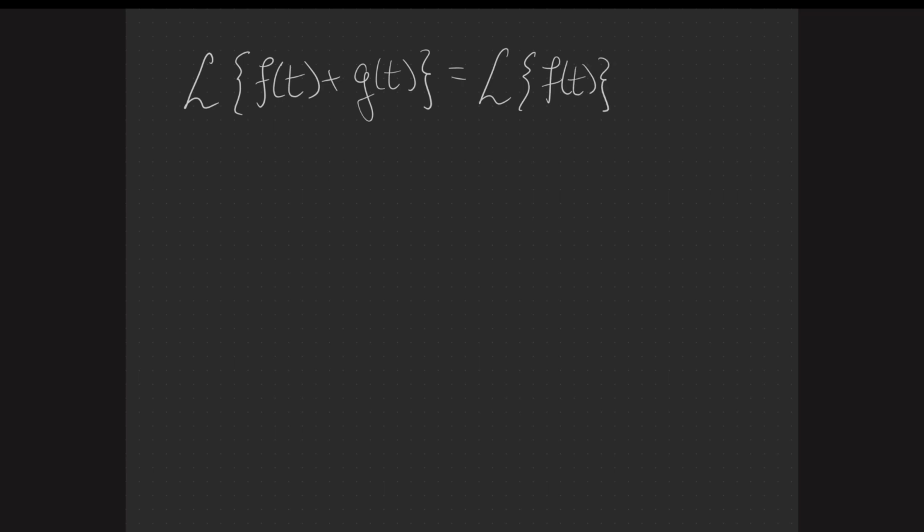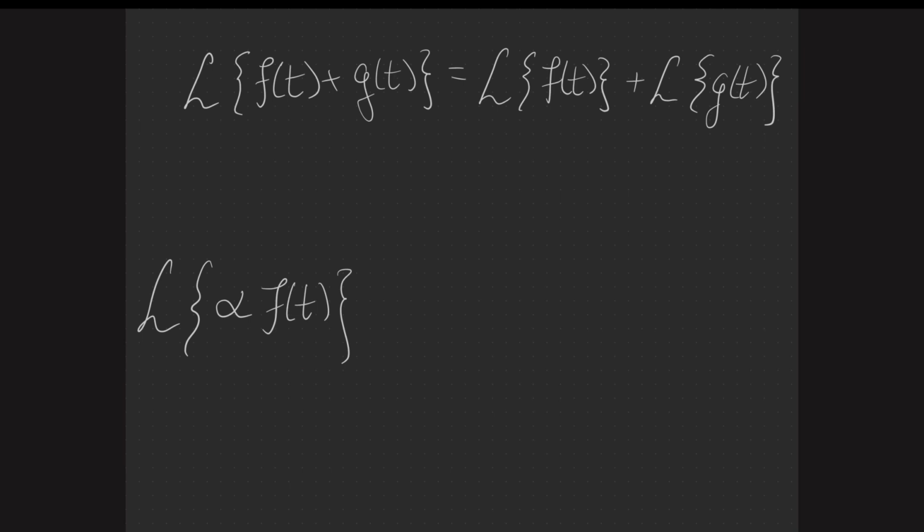The Laplace transform is linear, and all that really means is that if we have the Laplace transform of something like f of t plus g of t, that would be equal to taking the Laplace transform of f of t and then adding that to the Laplace transform of g of t. What that also means is that if we have some scalar alpha times f of t, taking the Laplace transform would result in just alpha times the Laplace transform of just f of t.